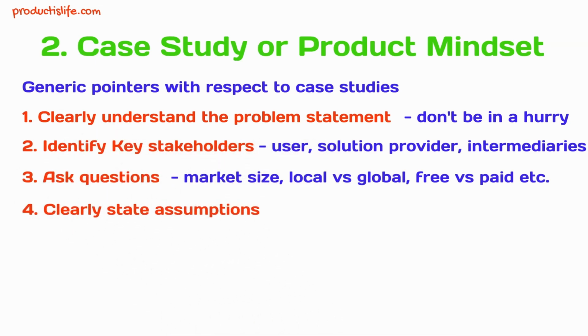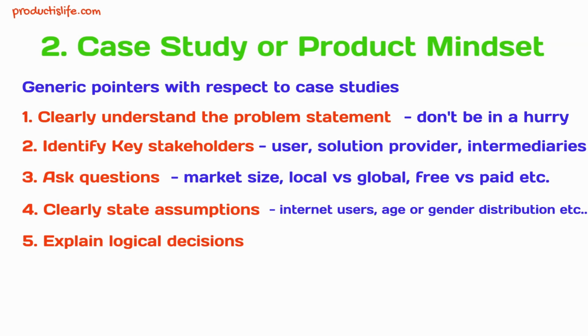Clearly state assumptions. If you are doing some guesstimates, then mention the assumptions made during those guesstimates. For example, the number of internet users in a country, or the age group or gender distribution of target user segment. But just make sure that you don't make any absurd assumptions. It needs to be believable. Explain logical decisions. If you are taking some decisions, try to explain the reasoning behind it. For example, you can say something like, I'll be limiting my solution approach to app platform as I'm making an assumption that 90% of the traffic comes through app. And this is actually true for most of the platforms nowadays. So it's not a totally absurd assumption.